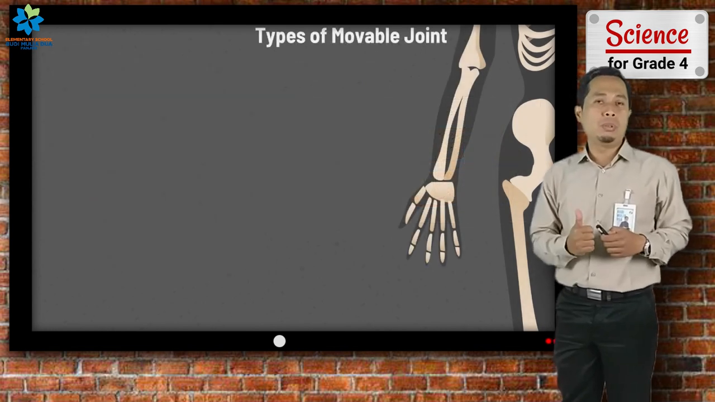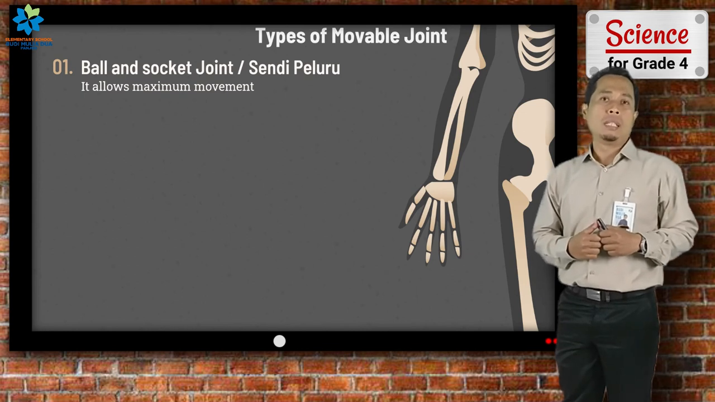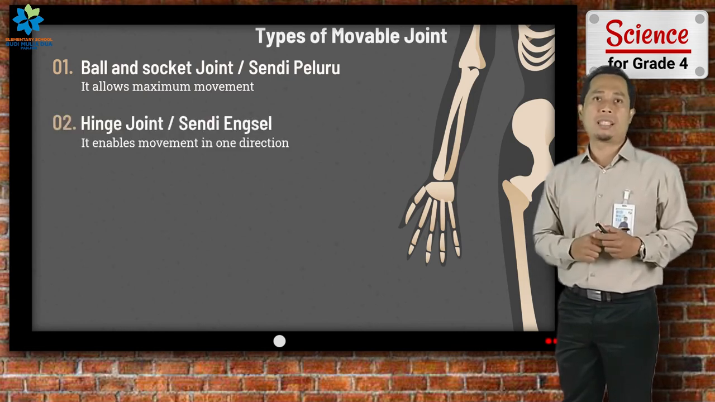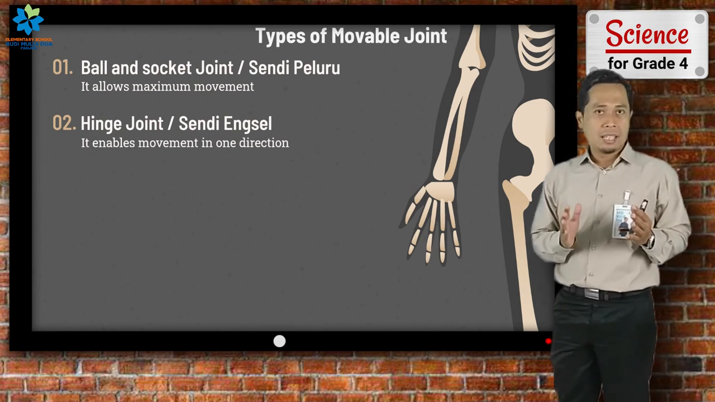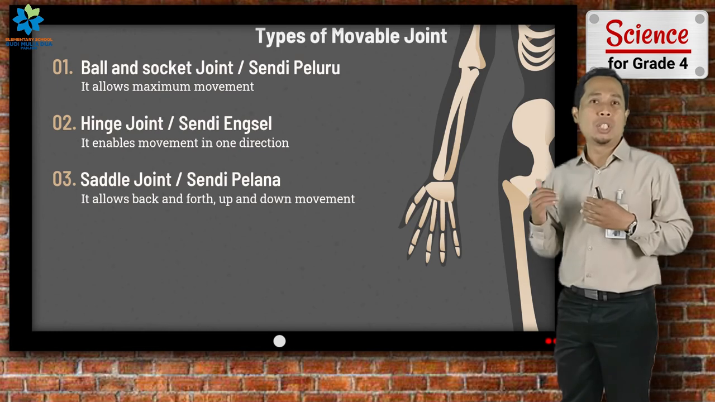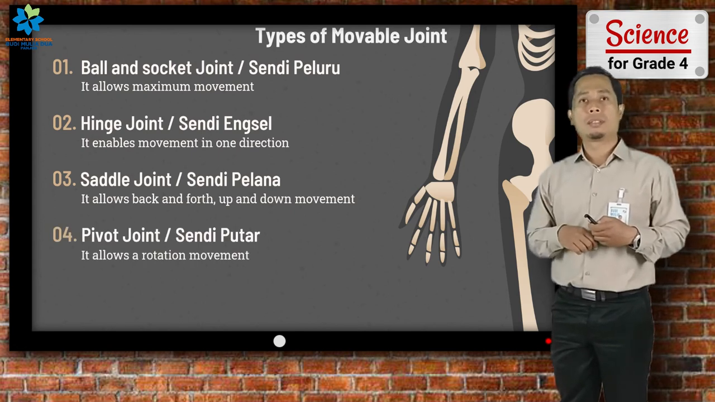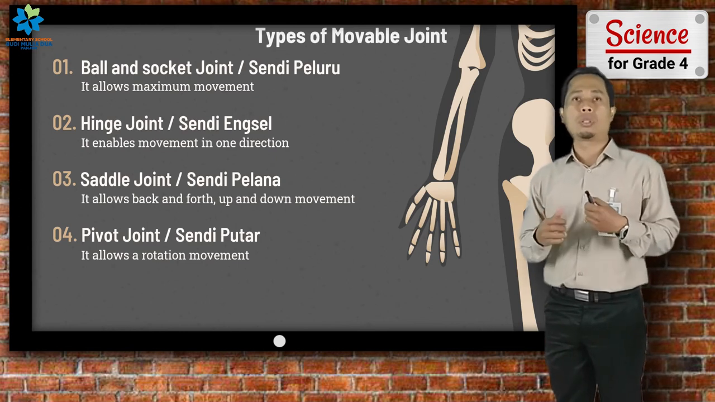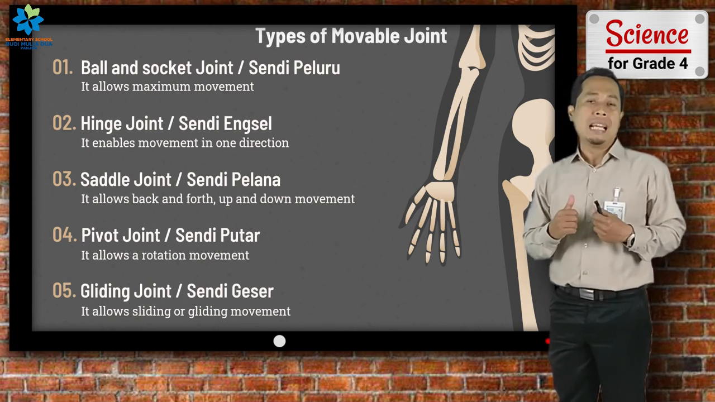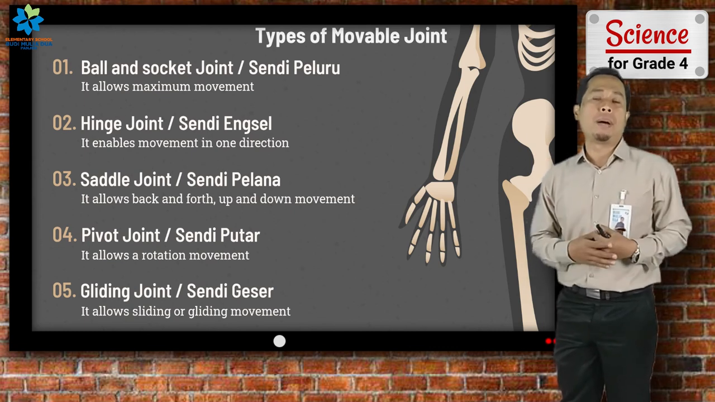So let's try to review. There are some types of movable joints. First, the ball and socket joint or sendi peluru, that allows maximum or multi-directional movement. Second, the hinge joint or sendi engsel, that enables movement in one direction. Number three is the saddle joint or sendi pelana, that allows back and forth, up and down movement. Number four, the pivot joint or sendi putar, that allows rotational movement. And number five is the gliding joint or sendi geser, that allows sliding or gliding movement. Those are the types of movable joints in our body.